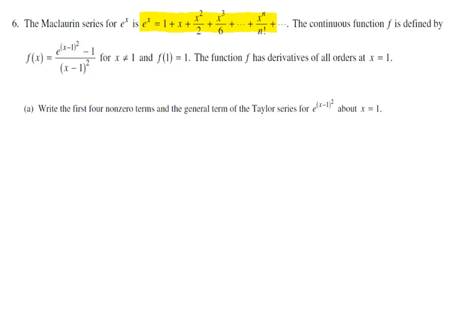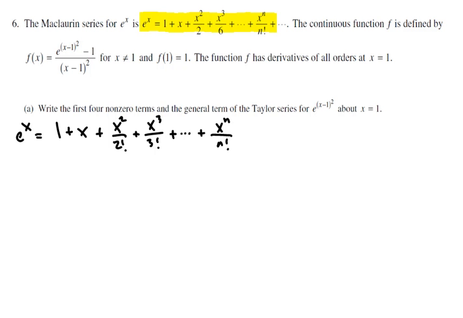And the first thing we're asked to do is to write the first four non-zero terms and the general term of the Taylor series for e to the x minus 1 quantity squared about x equals 1. Well, this is the way I would go about doing this. We know that e to the x is equal to 1 plus x plus x squared over 2 factorial plus x to the third over 3 factorial, etc. Now it's given in this problem, but it is assumed that you would either be able to come up with that Maclaurin series or to memorize it.